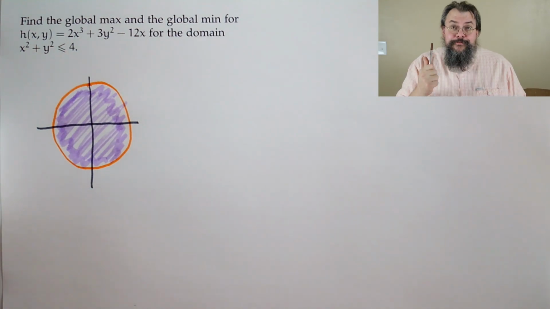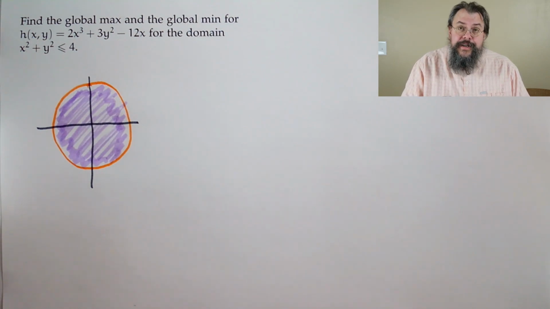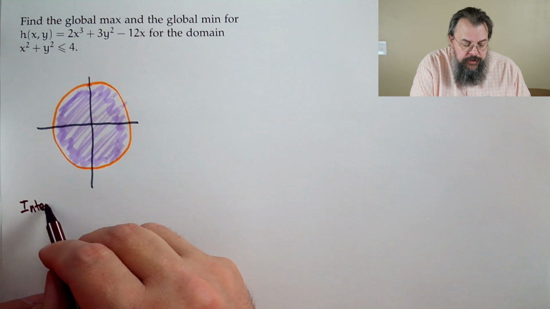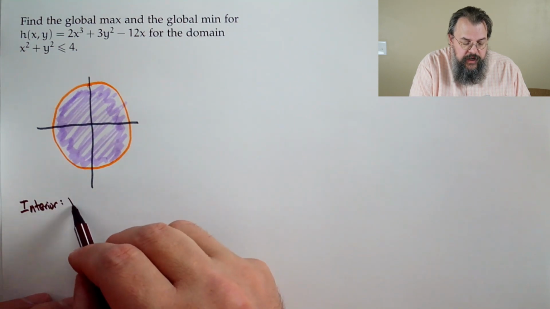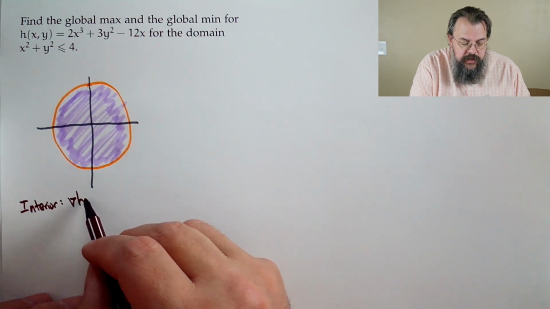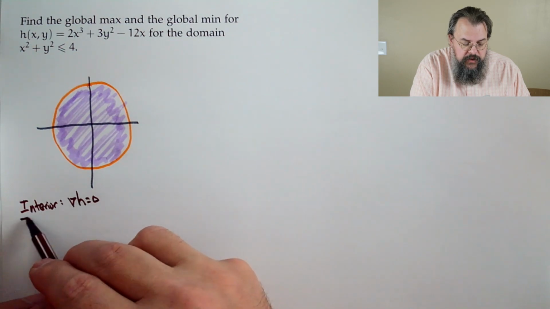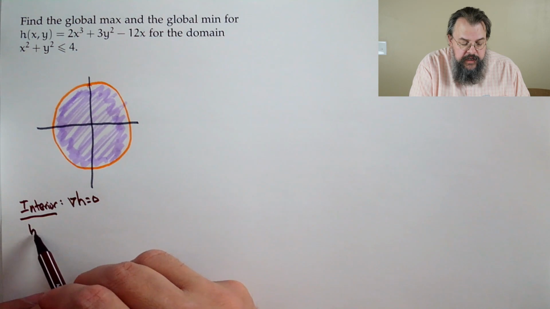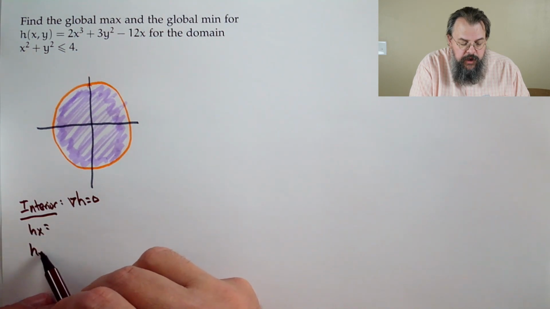Okay, first part is interior. So for the interior, all right, what would that be? Well, the gradient of our function, in our case h, equals 0. Okay, so take the gradient. We want to look at h sub x, h sub y.